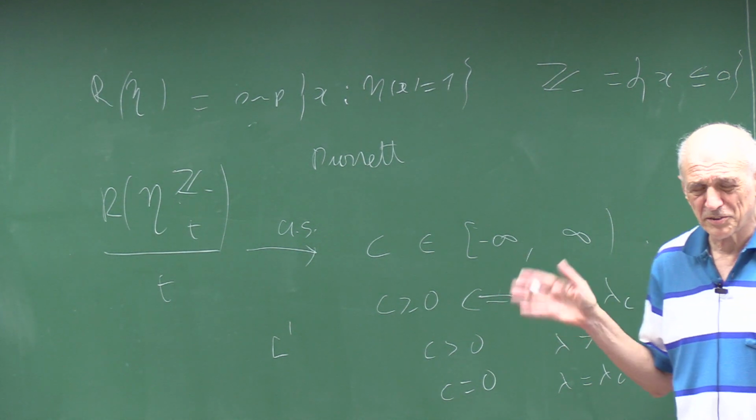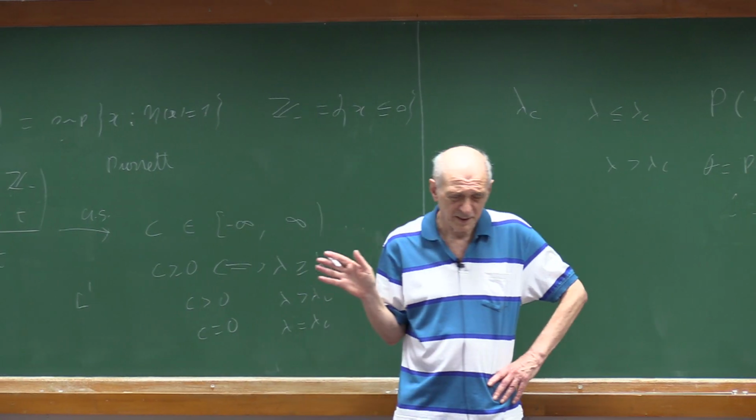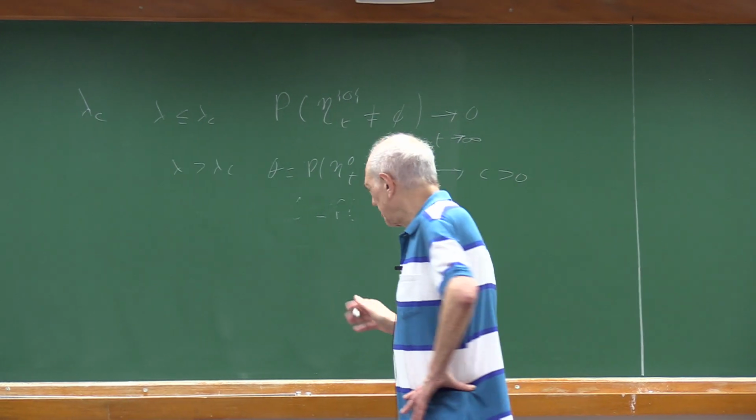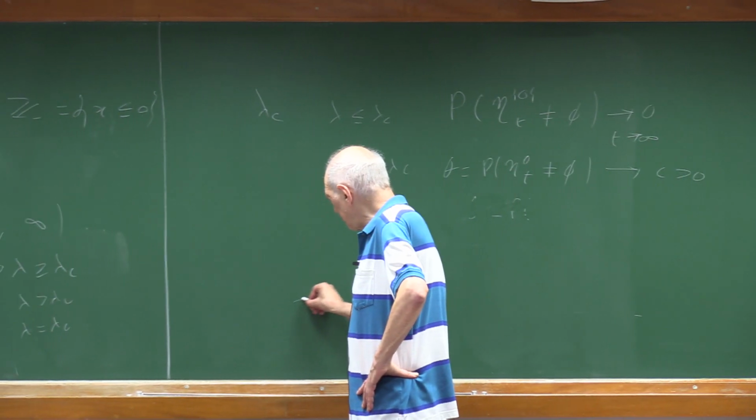So how is this proved for the classical contact process? It's proved thanks to a subadditive ergodic theorem. Where does the subadditivity come from? It comes from this. You are starting from Z minus.